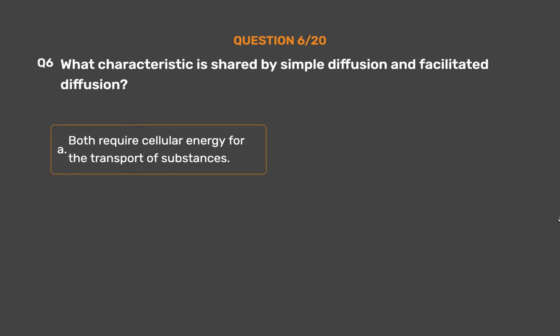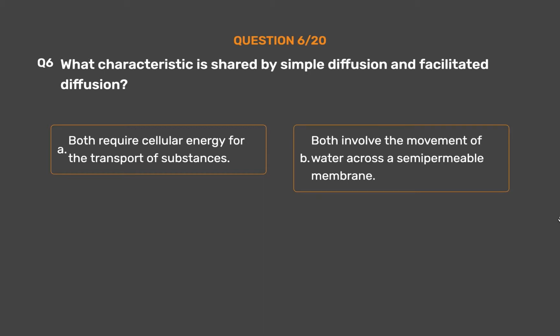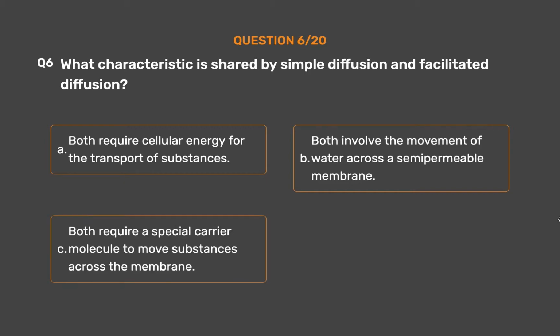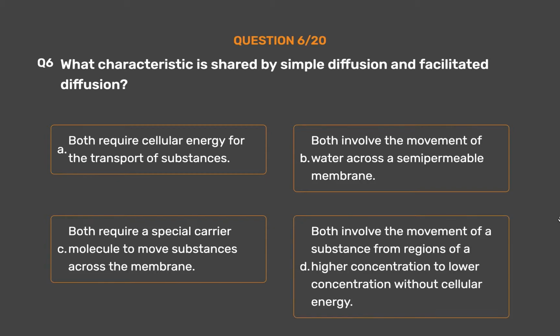Option A. Both require cellular energy for the transport of substances. Option B. Both involve the movement of water across a semi-permeable membrane. Option C. Both require a special carrier molecule to move substances across the membrane. Option D. Both involve the movement of a substance from regions of higher concentration to lower concentration without cellular energy.